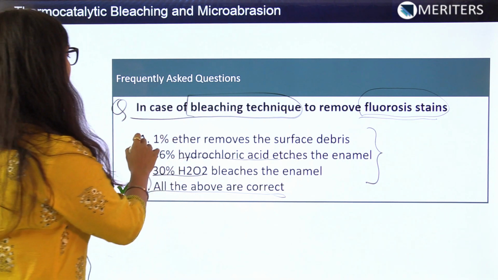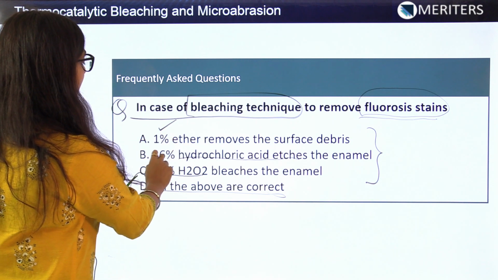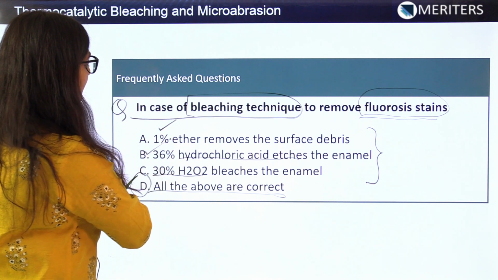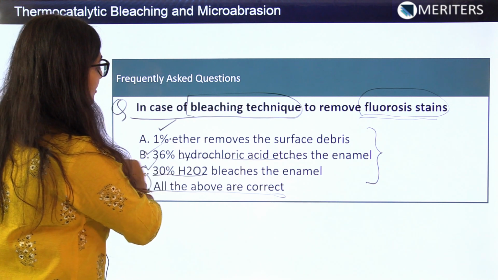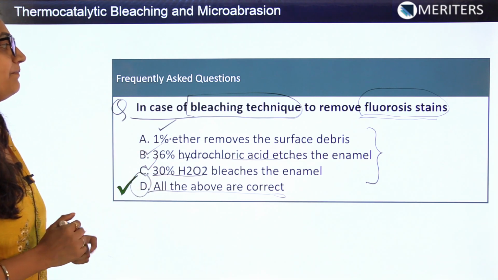So you refer to the lecture and you will see that one part is 1% ether, then 5 parts of 36% HCl and 5 parts of 30% H2O2. These are all used as McInnes solution to remove the stains.